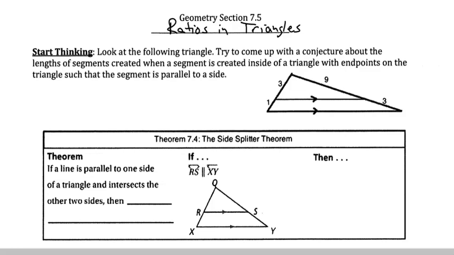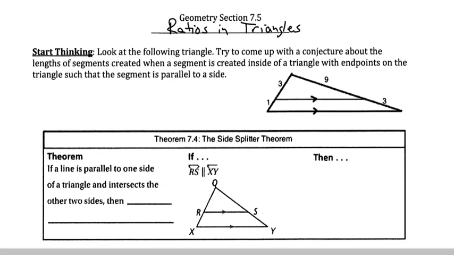Alrighty, welcome back. We are going to jump past section 7.4 and go to 7.5. This is actually going to be the last section that we cover before we do our test/quiz on chapter 7. So let's go ahead and jump right into it. This lesson is about ratios and triangles, and sometimes we'll be looking at just parallel lines and ratios as well.